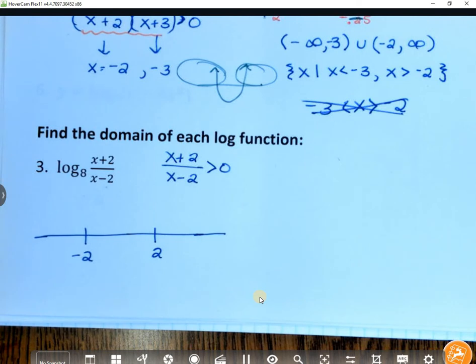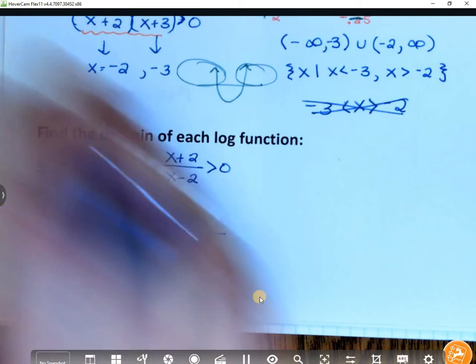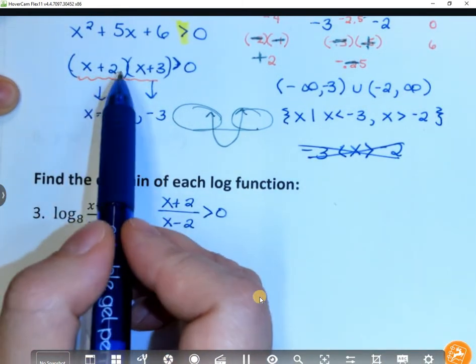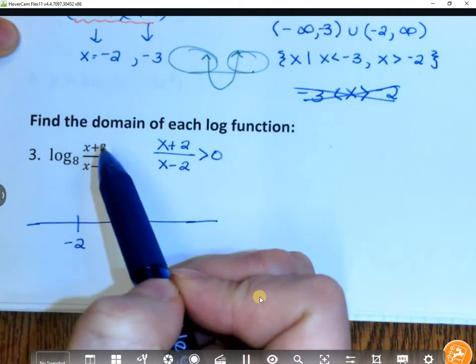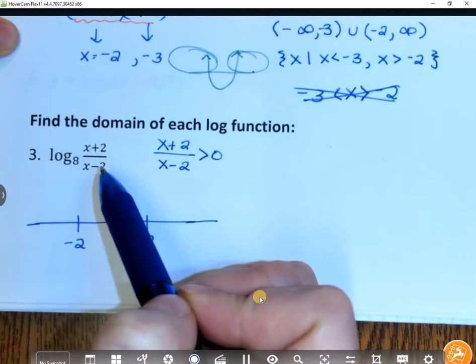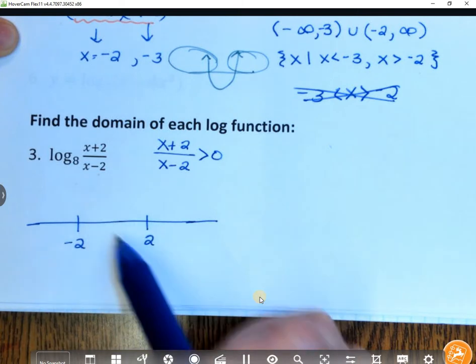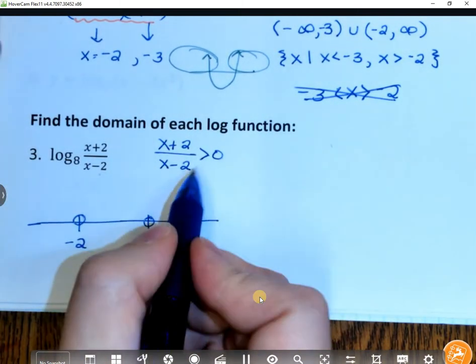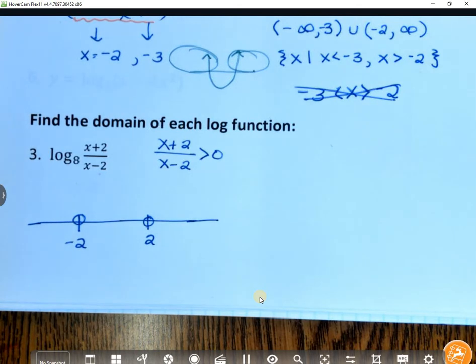Everybody okay with where 2 and -2 came from? Again, when you're talking about a quadratic, it's what makes either of your factors 0. When you're talking about a rational, it's whatever makes the top or the bottom 0. So you need both of those. Again, they're going to be open circles because that symbol is greater than. It's not or equal to.